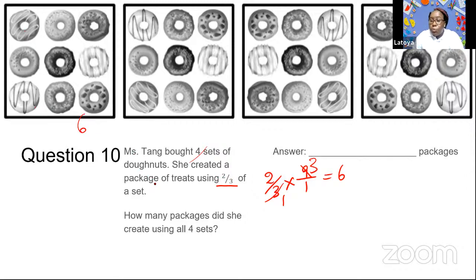How many packages will she get? How many donuts do we have in all? We have one group here of 9, another group of 9, another group of 9, another group of 9. So 9 times 4 is going to give me 36. Yes, we have a total of 36. So all we have to do is divide the 36 donuts.